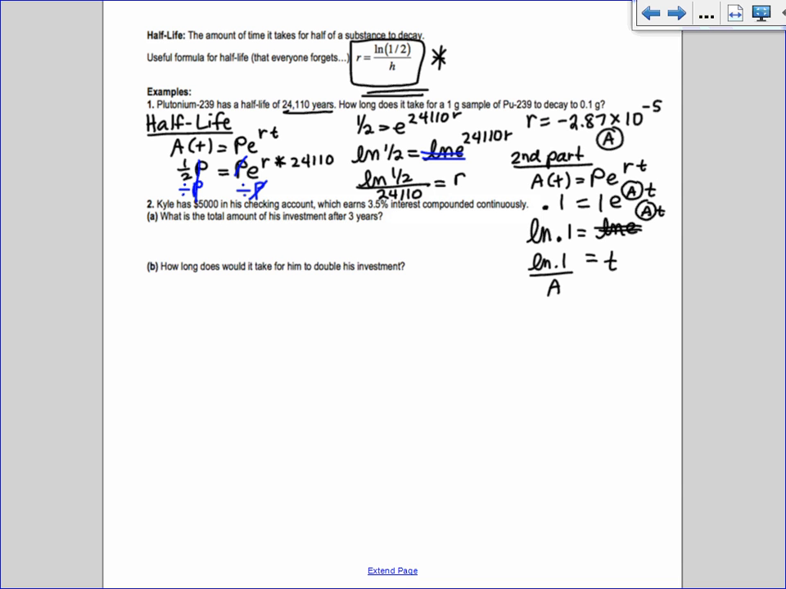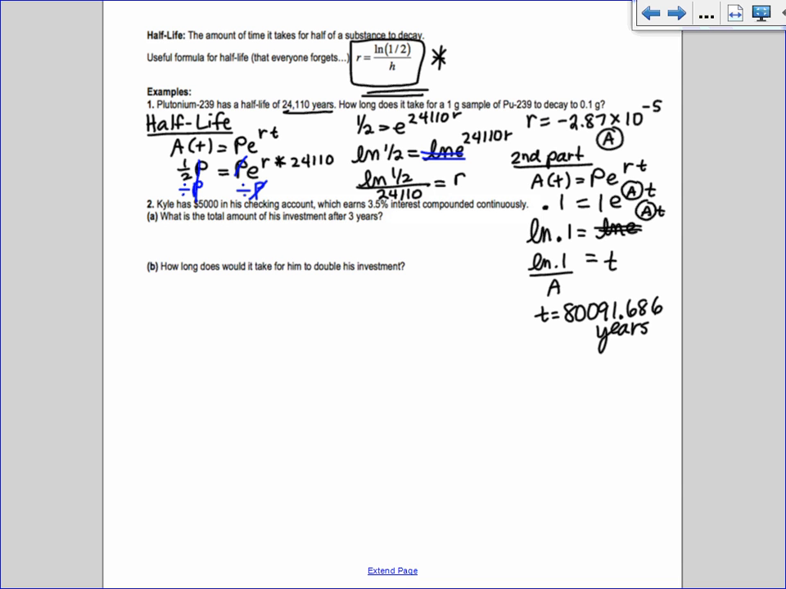So I do natural log of 0.1. Answer. Okay, and then I divide by A. You end up getting more than 80,000 years. So 80,091.686 years. That's how long it would take to decay to 10% of what it was originally. Okay, does that make sense?